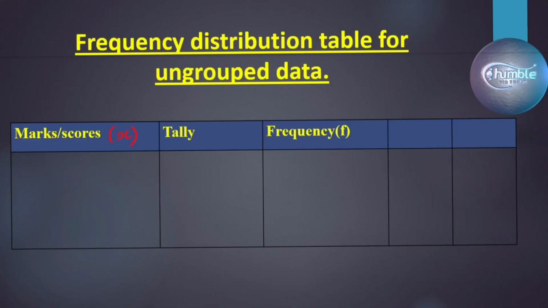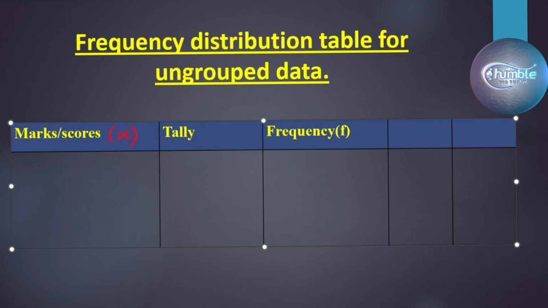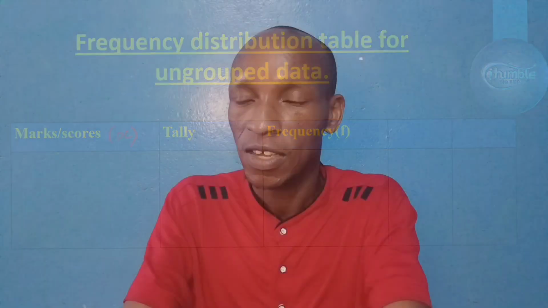The next column is frequencies. This column records what you have written on the tally marks. If you have recorded 5 strokes, then you are going to write 5 on the corresponding frequency column.